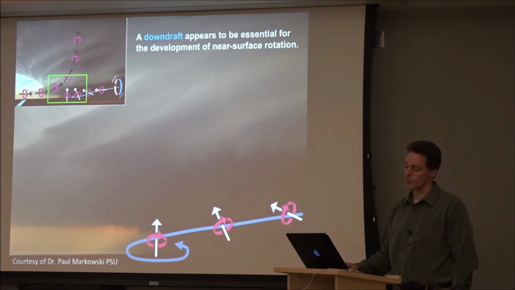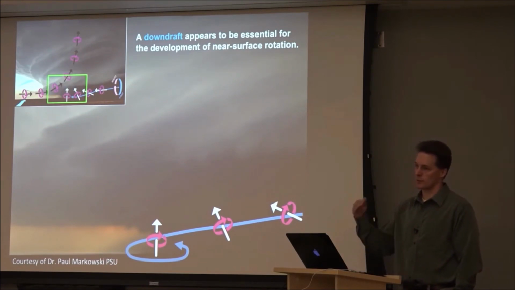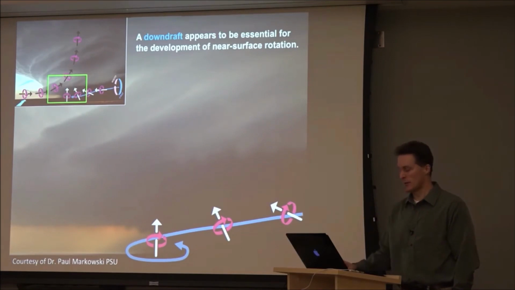And more importantly, that vorticity has to be reoriented from the horizontal to the vertical. This is where the downdraft comes in. You can't do that with an updraft alone, but if you put in a downdraft, you can reorient the vorticity vector. This is a simplistic version of that, where you have primarily horizontal vorticity in the face of a downdraft that can be reoriented into the vertical.